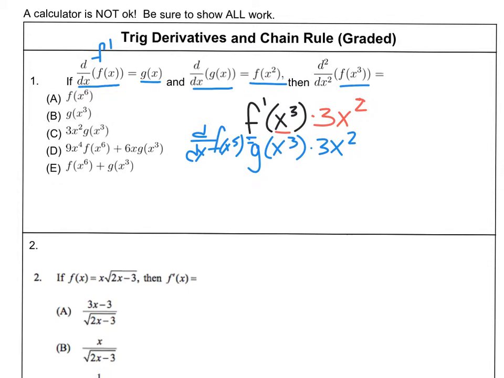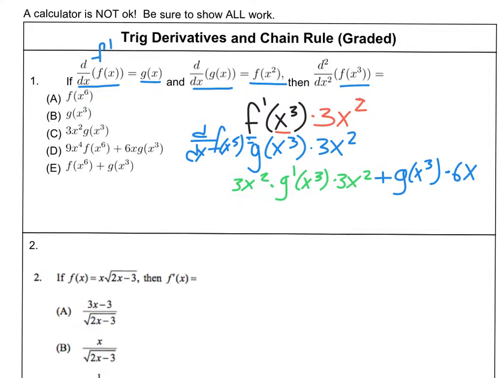And when I take the derivative a second time, now I have a product rule, because I have two things being multiplied. So let's do this out. So that's going to be the second, 3x squared, times the derivative of the first, which would be g prime of x cubed, multiplied by 3x squared because of the chain rule. And then I'm going to do this as the first, g of x cubed, multiplied by the derivative of the second, which is going to be 6x to the first.